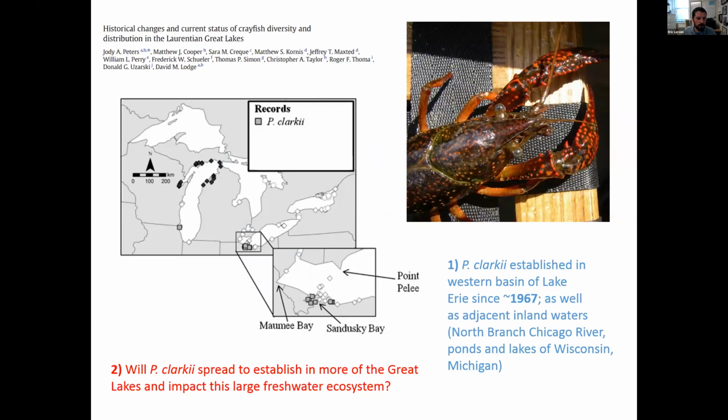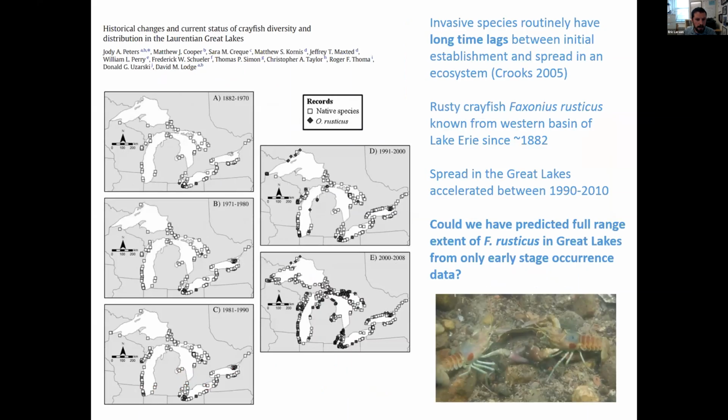You may say, if it was going to establish in Lake Ontario or Lake Huron, shouldn't that have happened already? The exception is that we know long time lags between initial establishment and spread are fairly common for invasive species. And that's what we saw for rusty crayfish in the Great Lakes. Rusty crayfish has been known from the western basin of Lake Erie since the late 1800s, but it really didn't boom or spread in the Great Lakes until the 1990s to 2000s.